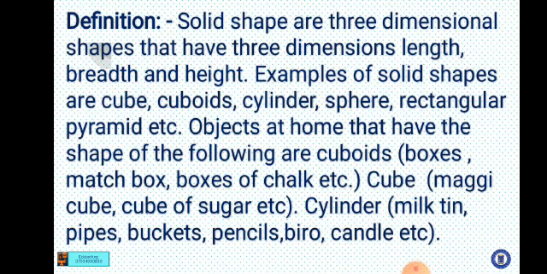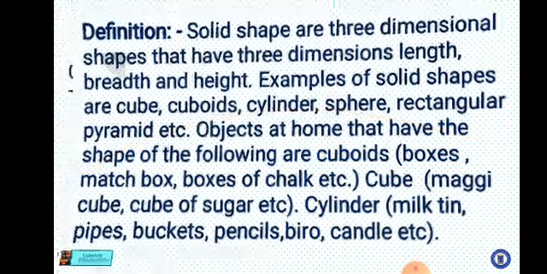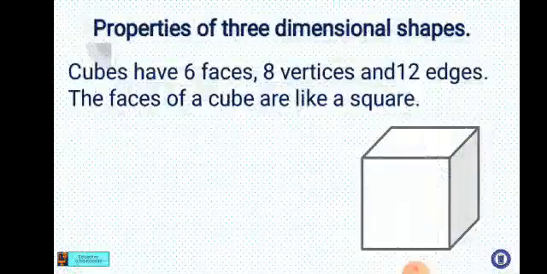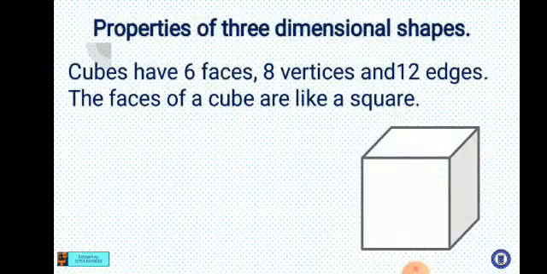Then the objects that have the shape of cylinder are milk tin, pipes, buckets, pencils, biro, candle, and so on. Now, basic properties of 3-dimensional shapes.